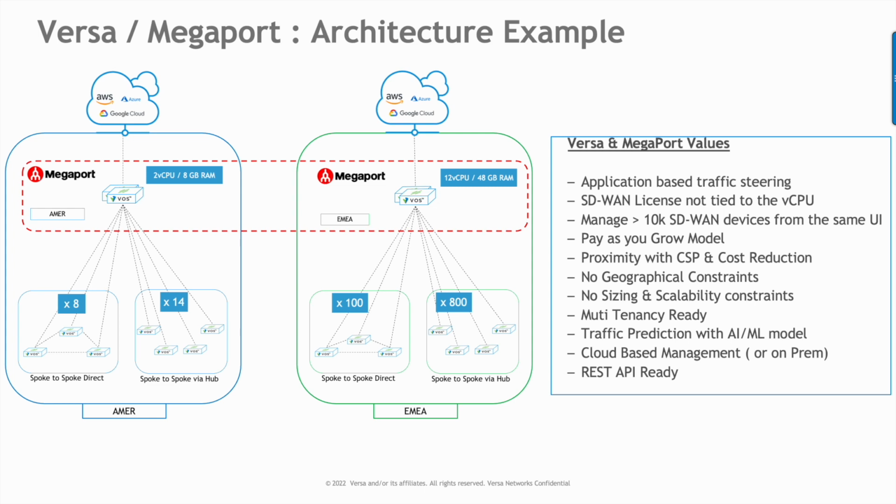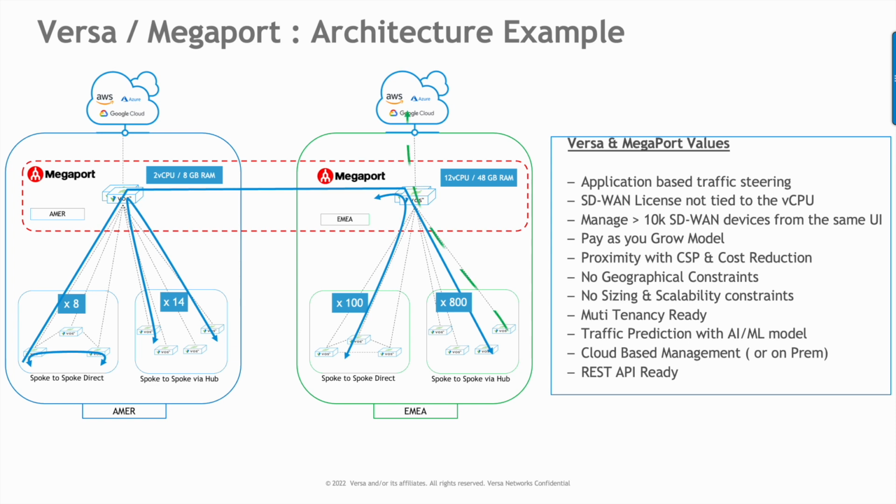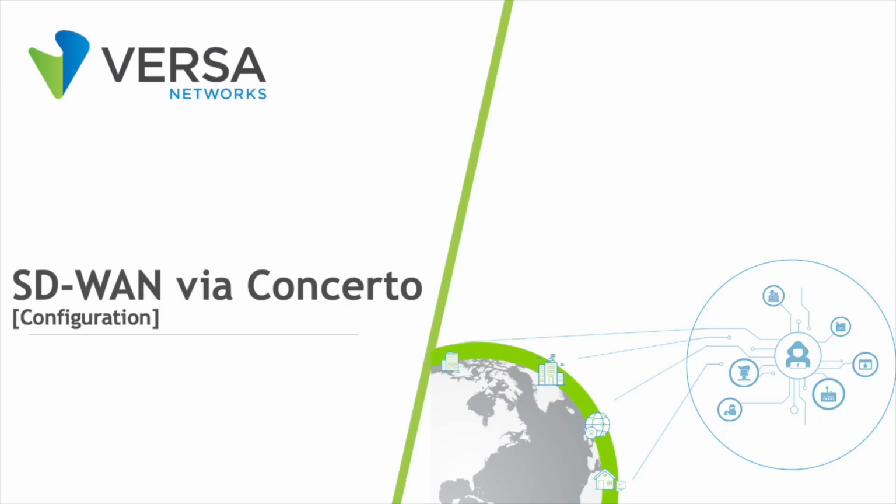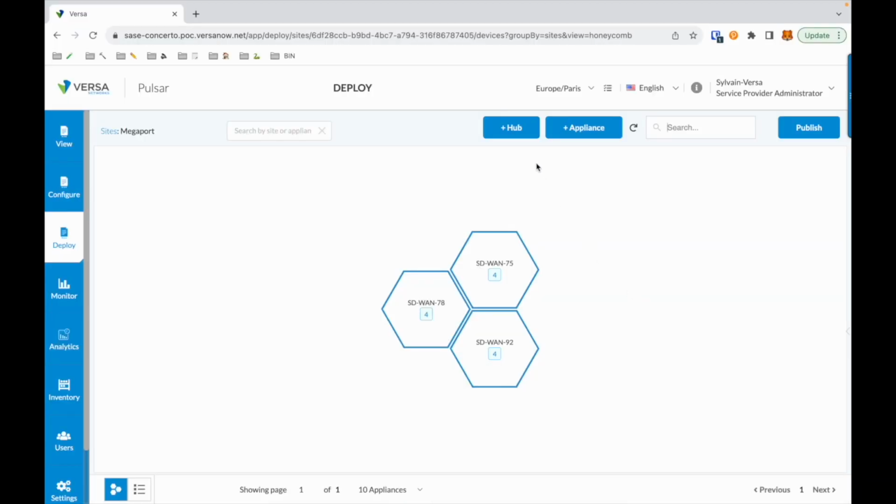Of course, the solution also profits from all the Versa capabilities, with optimized traffic steering and reduced cost for traffic going to the cloud workload. Now, let me show you how this is done in the Megaport and Versa portal. For my demonstration, I will use a simple setup with 3 spokes and a hub located in the Megaport USA region. Alright, let's get started with the Versa SD-WAN configuration.